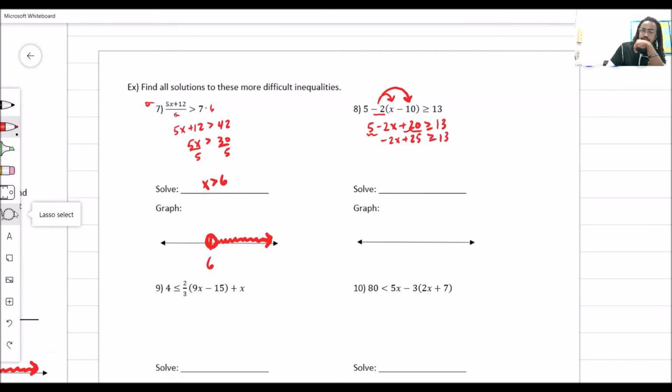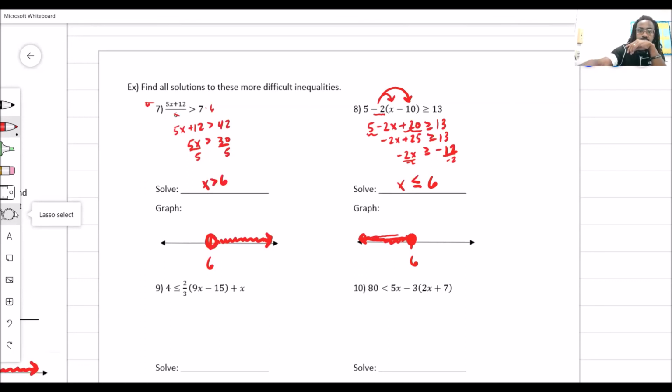Subtract 25 from both sides. So I get negative 2x is greater than or equal to negative 12. And then I divide by negative 2 to get x all the way by itself. And I get x is, since I divided by a negative, I had to flip my sign, less than or equal to positive 6. 6, less than or equal to, so it's a closed circle here, going this way.